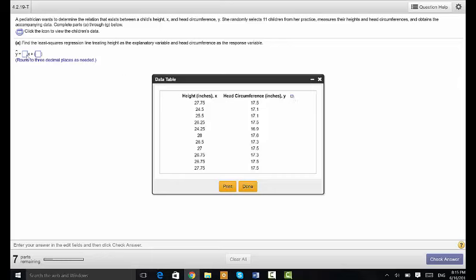Mathematically, how do you find the regression line? You need to find this number in front of the x. That should be the slope of your linear line, and then the number behind it should be the y-intercept.